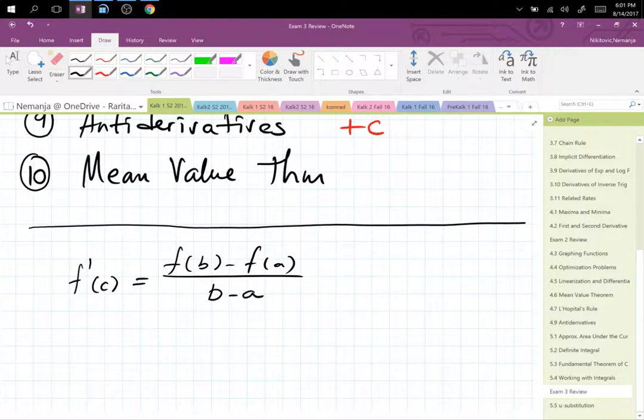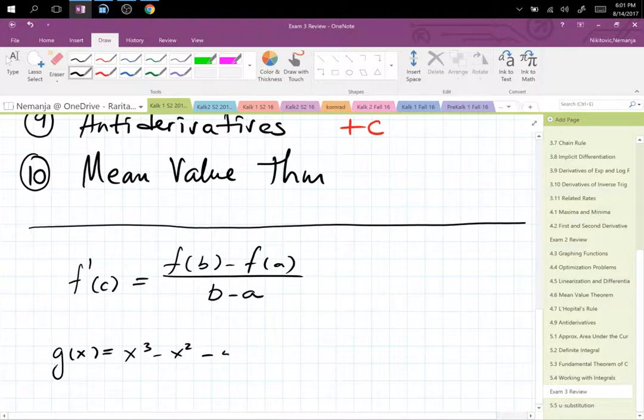Problem 12. Yeah. Okay. So we have that g of x is given as x cubed minus x squared minus 5x minus 3 on the interval -1 to 3.